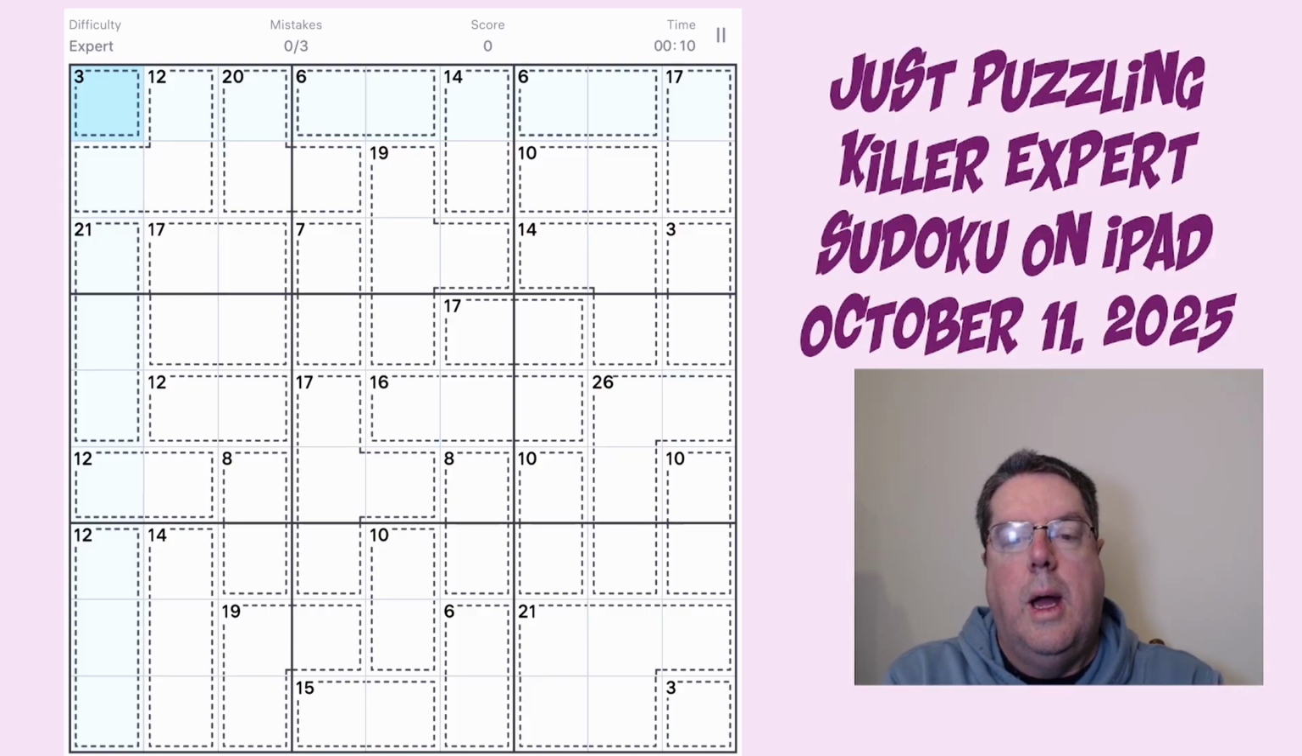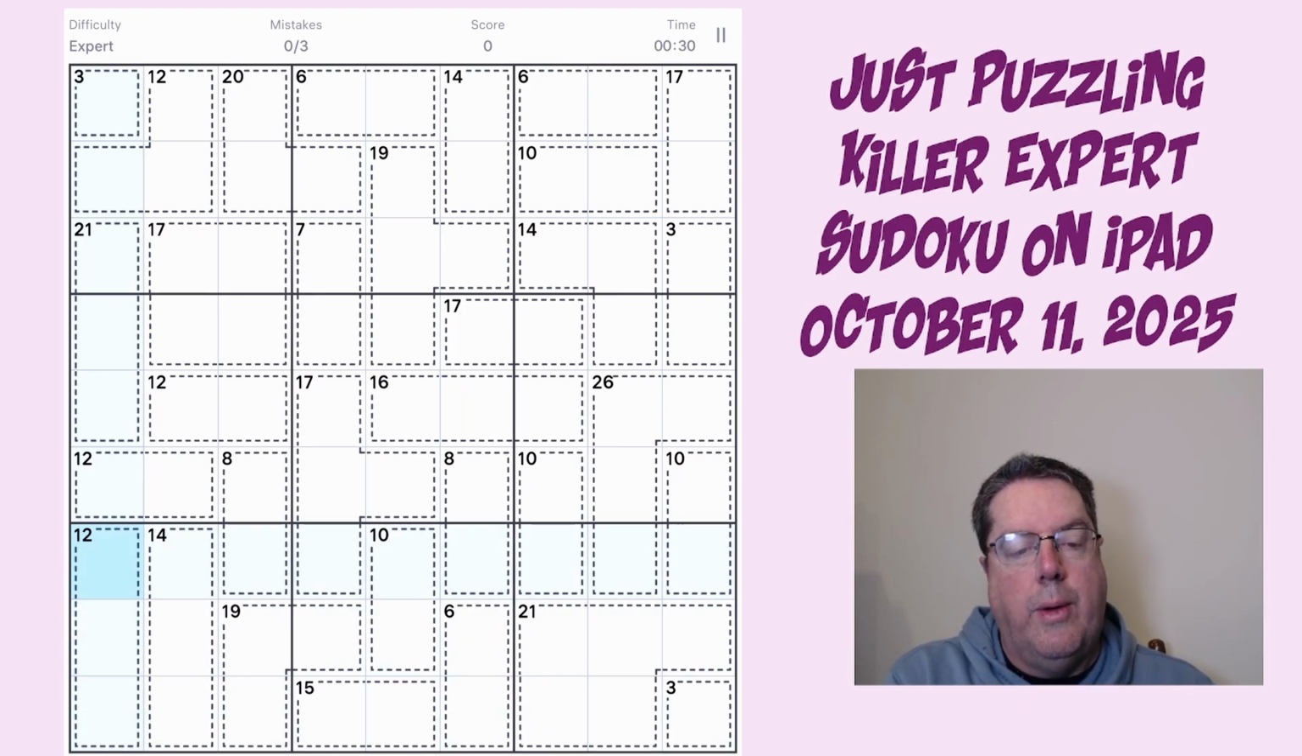Alright, so as in Sudoku, every row, column and box must have the numbers 1 through 9. Then on top of this, there are cages. So you can see this cage here. It's got a 12 in the top left-hand corner. It's got 3 spots that it could be.